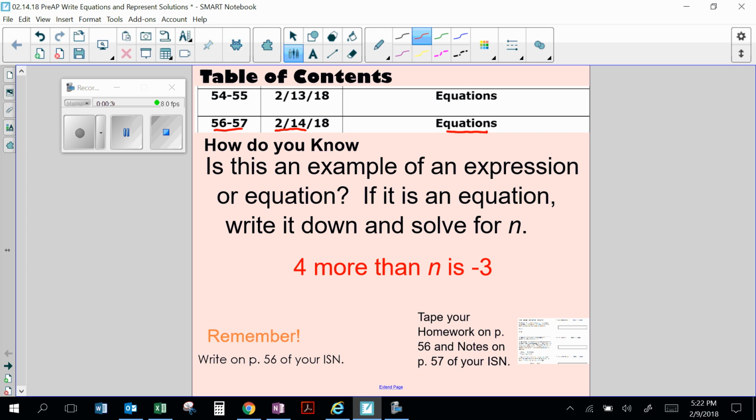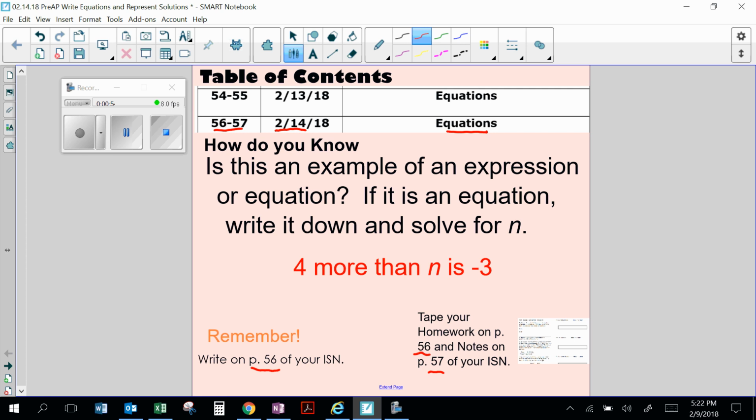I would like you to work this number routine on page 56 of your ISN. In the back of the room, you should have picked up 2 sheets of paper. One of them will be your homework. It goes on page 56, or it goes into your homework folder. And your notes will go on page 57, which you'll tape at the end of class.